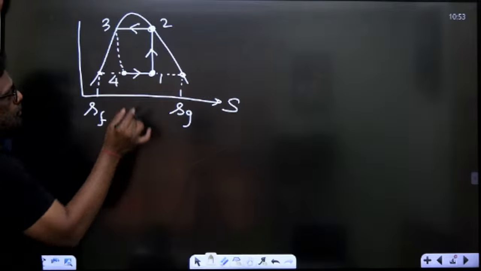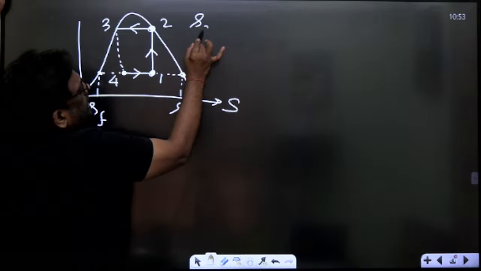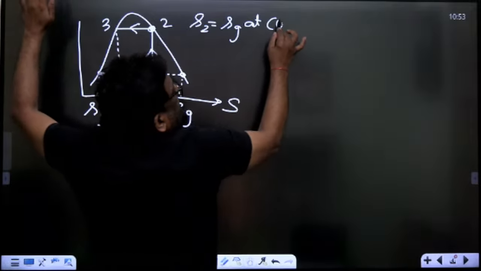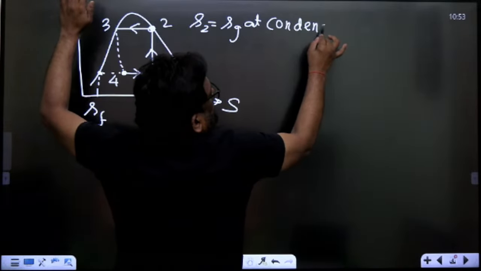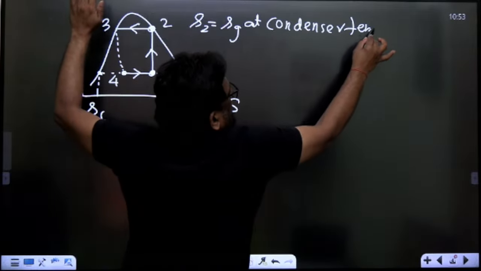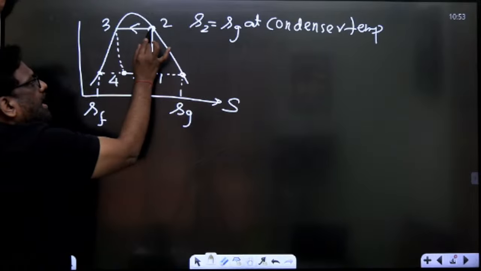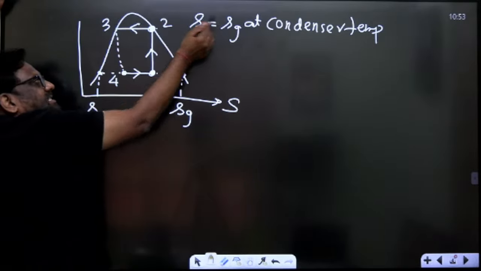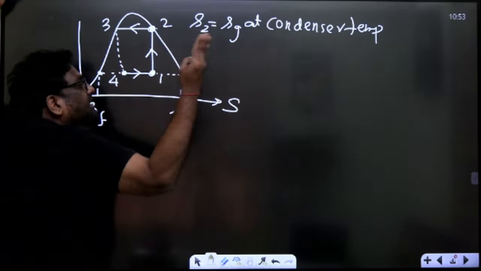So my dear friends, can I write S2 is equal to Sg at condenser temperature? Can we write it or not? If you want S2, this is saturated vapor, therefore it is Sg. But Sg at what temperature? It is the condensing temperature. Can you tell me what this is, sir? It is Sg.